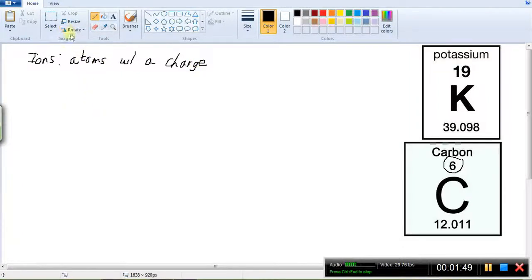And so if they gain an electron, if they gain a negative charge, electrons are negatively charged, we call it an anion. So an anion would be an atom that has gained an electron and is now negatively charged. And let's put a negative ion. And then a cation, a positive ion.